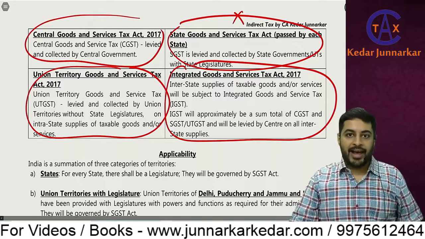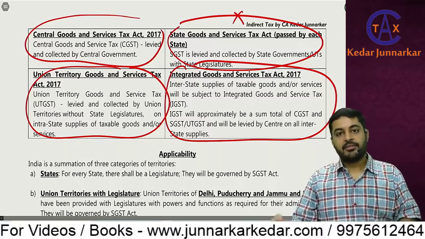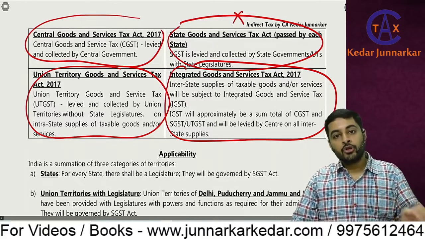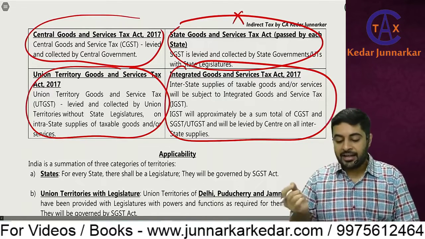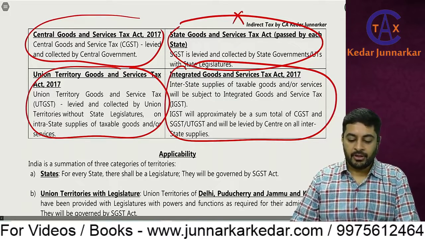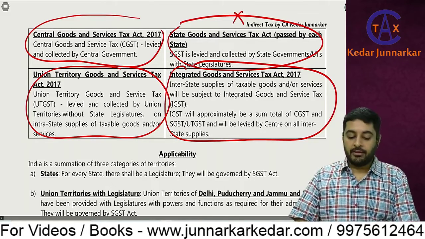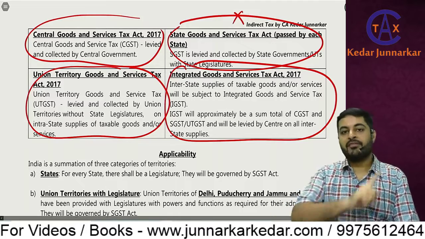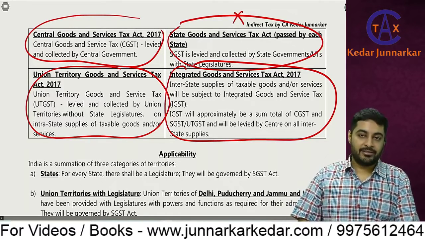So what are the four types of acts? CGST Act, that is Central Goods and Service Tax Act. Second is SGST Act, State Goods and Service Tax Act. UTGST Act, that is Union Territories Goods and Service Tax Act. And IGST is Integrated Goods and Service Tax Act. Now you will ask why we are having different acts. For that we need to find out what exactly India is. India is one country, but in India we have states and union territories.